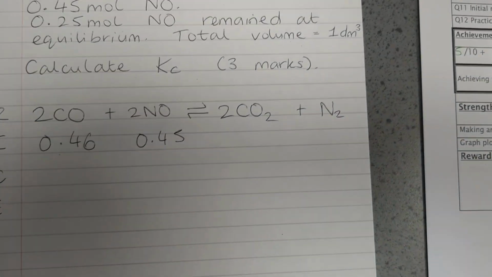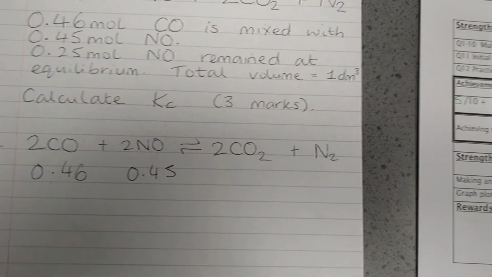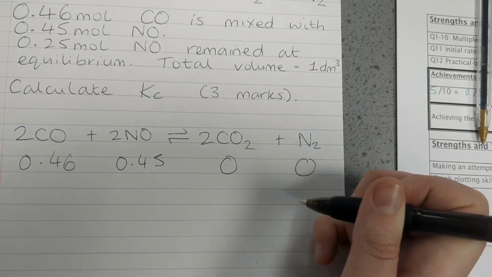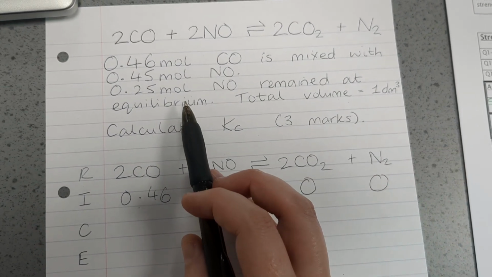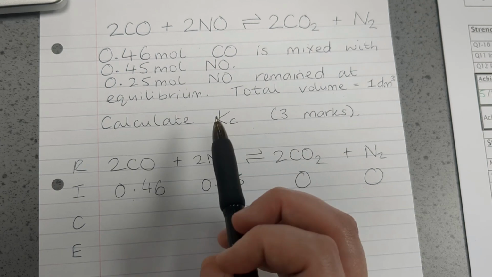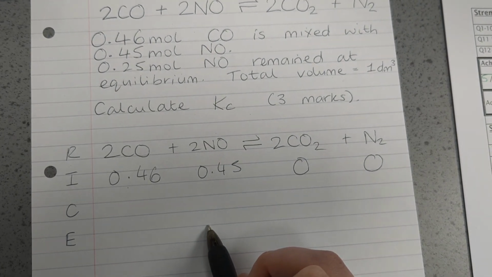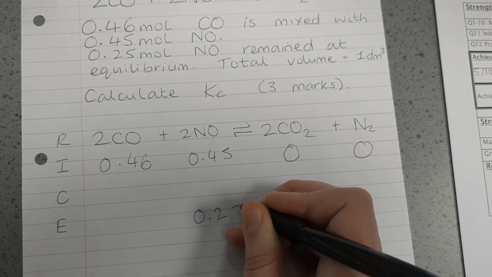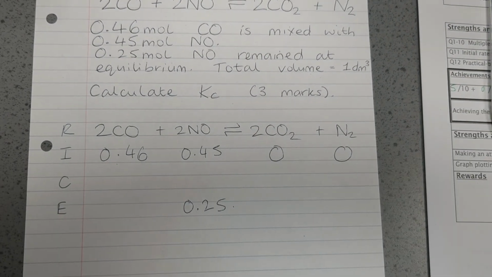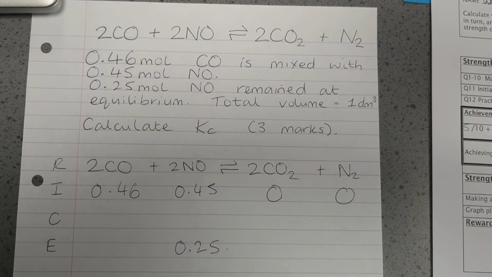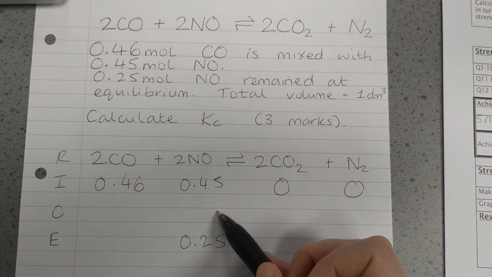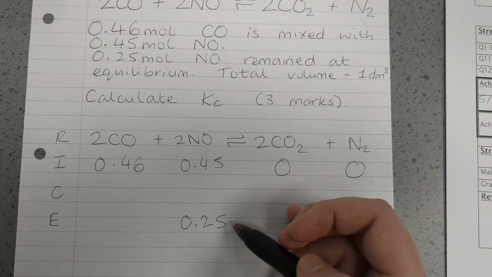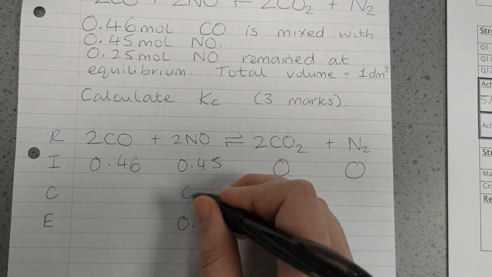Now for products, at the start of any reaction, the moles of products are 0. This is at the very start, they've not had a chance to form yet. And we've got some moles at equilibrium for the nitric oxide. So let's go to our equilibrium row under nitric oxide and write that value in, 0.25. So if we look at what we've got, we can see we've got two values for the nitric oxide. That's going to be our starting point. If we subtract 0.45 minus 0.25, we can get our change in moles.